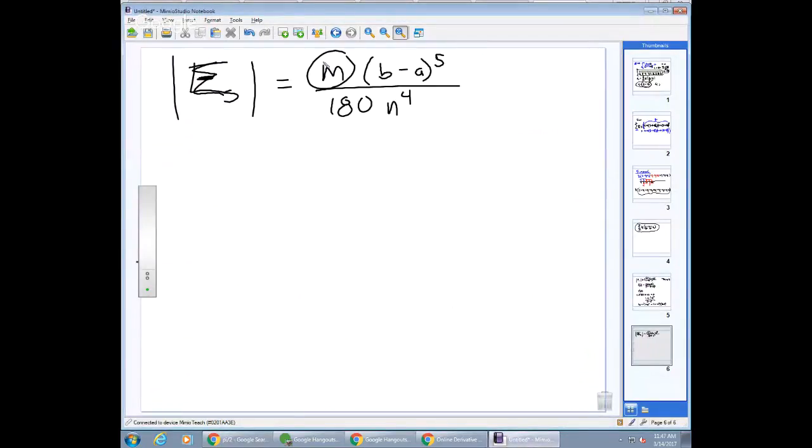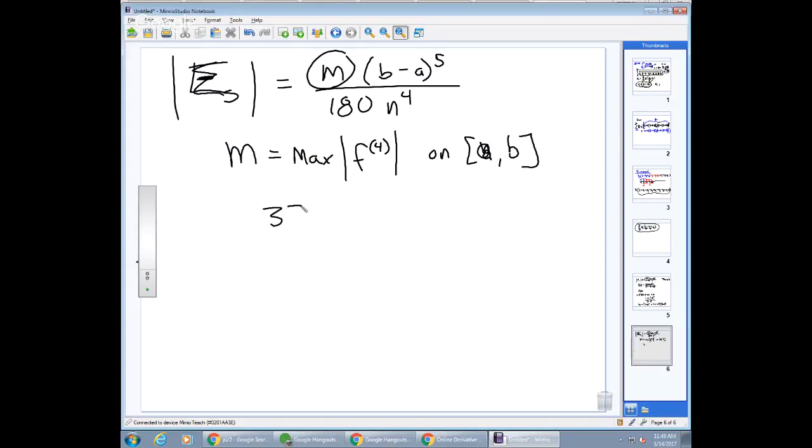There it is. So we think M, and again, M is equal to the max of the absolute value of our fourth derivative on that interval from A to B, sorry. So we think M is about 333. Our interval is pi wide, so we're going to have pi to the fifth divided by 180 times the number of intervals, 8 to the fourth power. So our error is less than or equal to that.